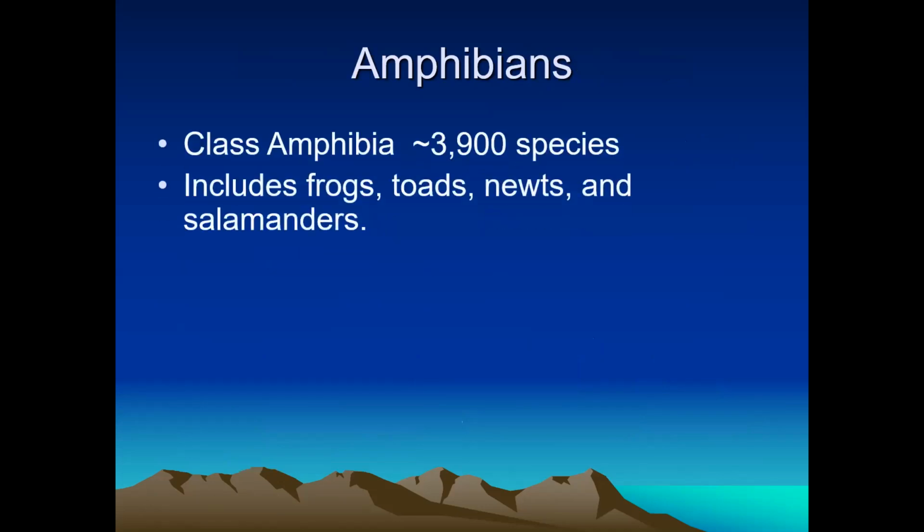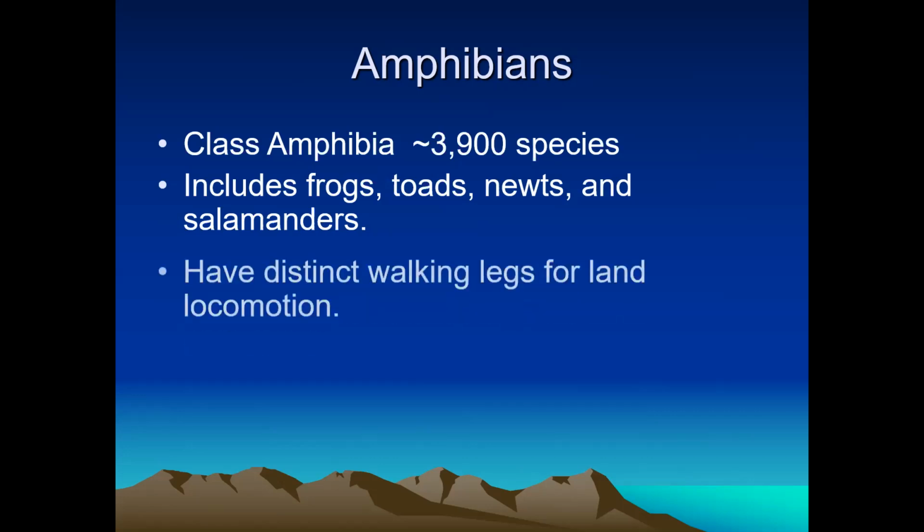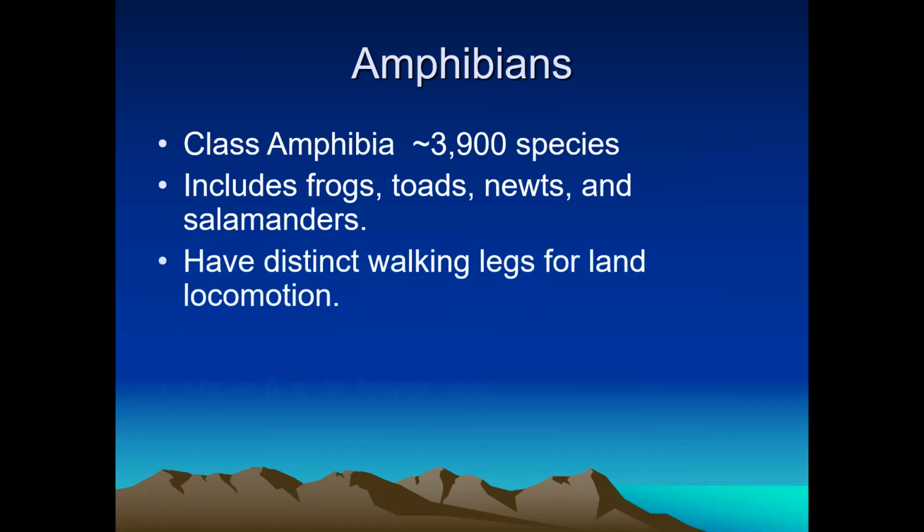And so amphibians are kind of that intermediary group, descendants of some of those first intermediates that have kept close contact with the water, but still on land too. So we have frogs, toads, newts, salamanders. They have distinct walking legs for land locomotion. They have 5 or fewer toes. We start to see the 5 pattern.